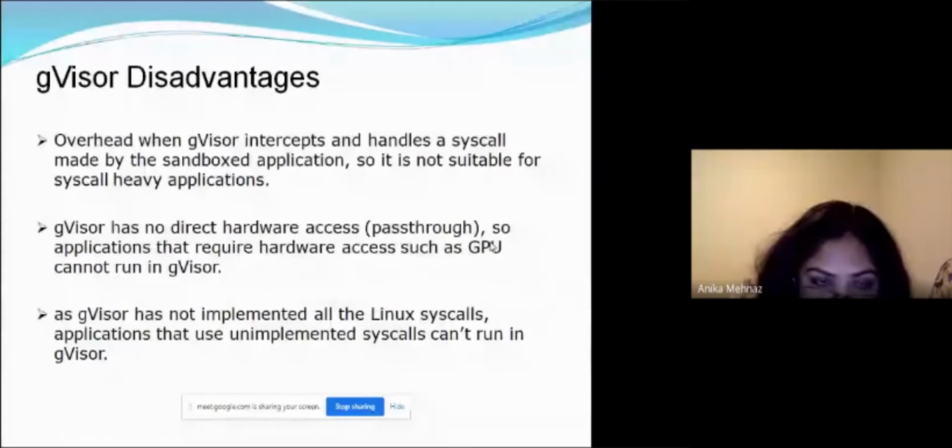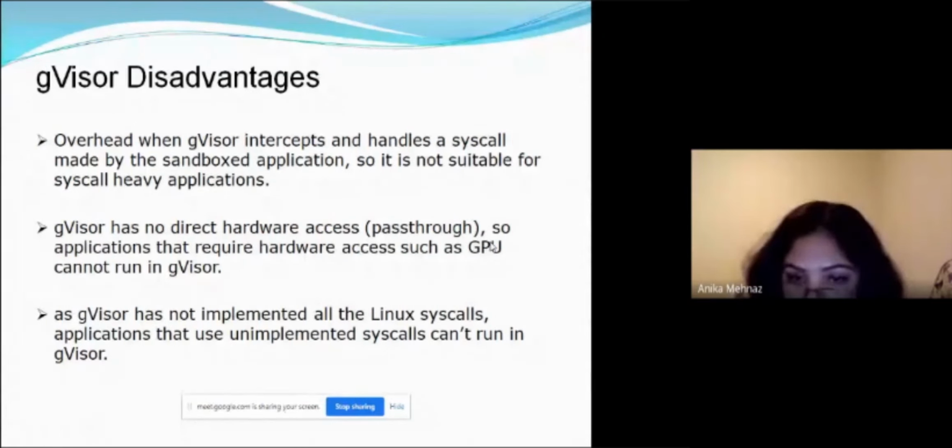And gVisor's disadvantages. It causes overhead when gVisor intercepts and handles a system call made by the sandboxed application. It is not suitable for syscall heavy applications. And gVisor has no direct hardware access, so applications that require hardware access, such as GPU, cannot run in gVisor. And as gVisor has not implemented all the Linux system calls, applications that use unimplemented syscalls cannot run in gVisor.